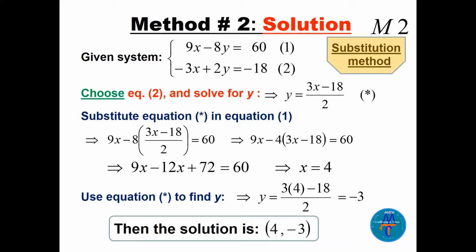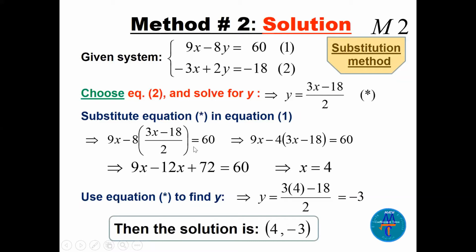So in equation 2 here, you can see I leave the 2y here, take minus 3x on the other side, and then divide by 2. So this is what I get: y equals 3x minus 18 over 2. I call this equation star. You can call it equation A, equation B, equation C, equation 3. It's up to you. I call it star. Now, I substitute star in equation 1. You see here in equation 1, 9x minus 8 in the bracket, I put the value for star, which is y, equals 60.